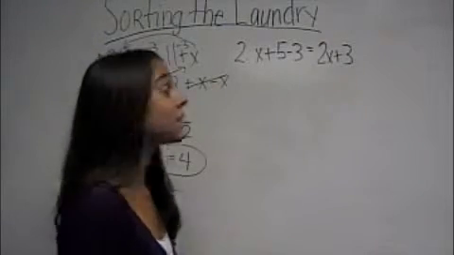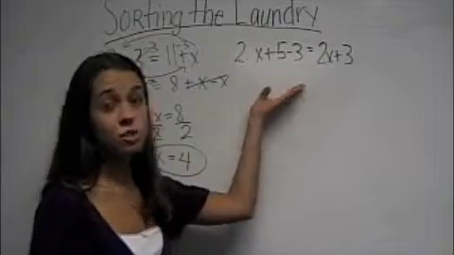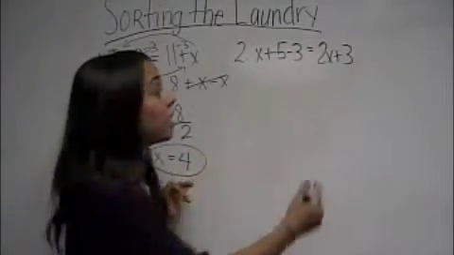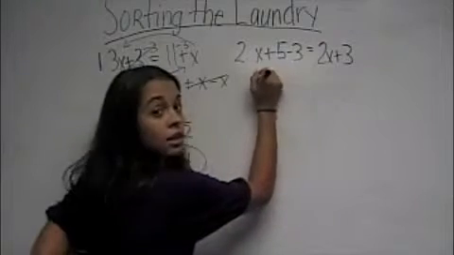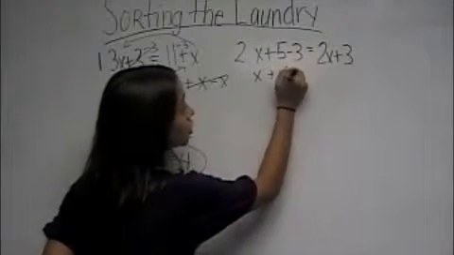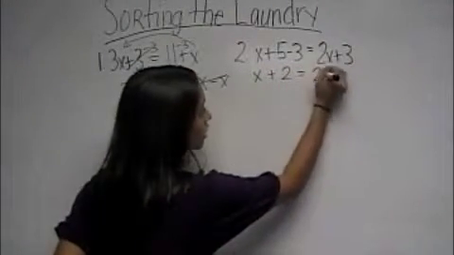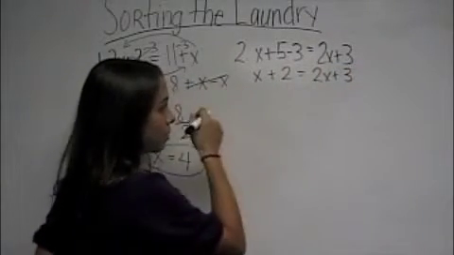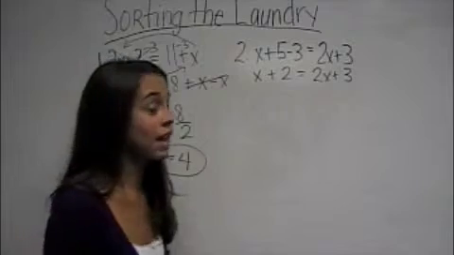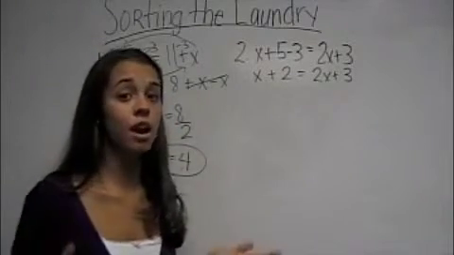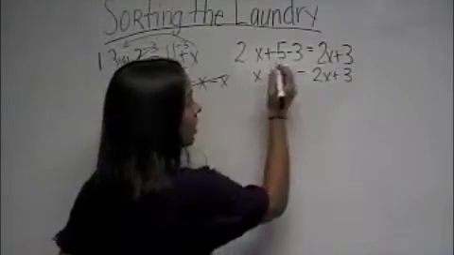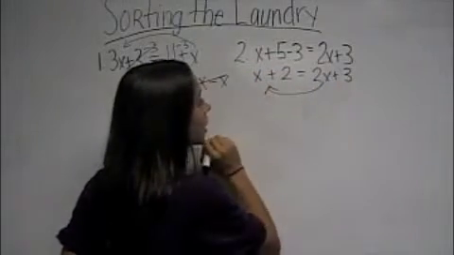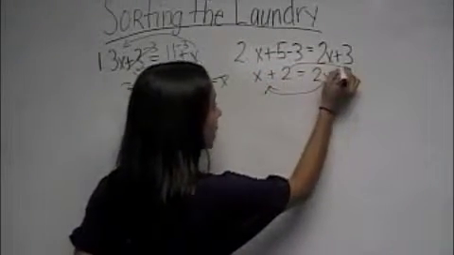First step is to simplify, and we can do that in this problem. We have 5 minus 3. So, x plus 2 equals 2x plus 3. We simplified this part of the problem. We can't simplify anymore, so now we're going to sort our laundry. Let's bring our variables this way, like we did in our last problem, and our numbers this way.